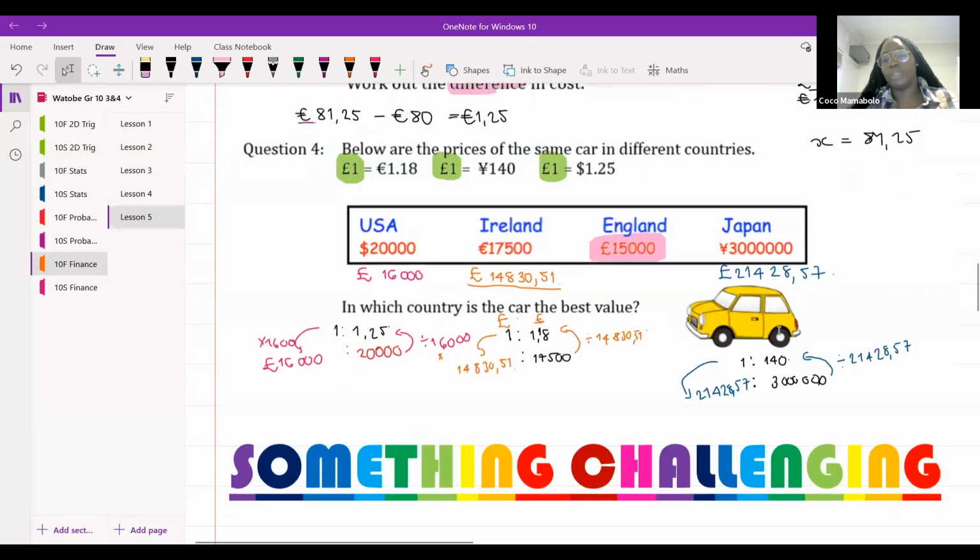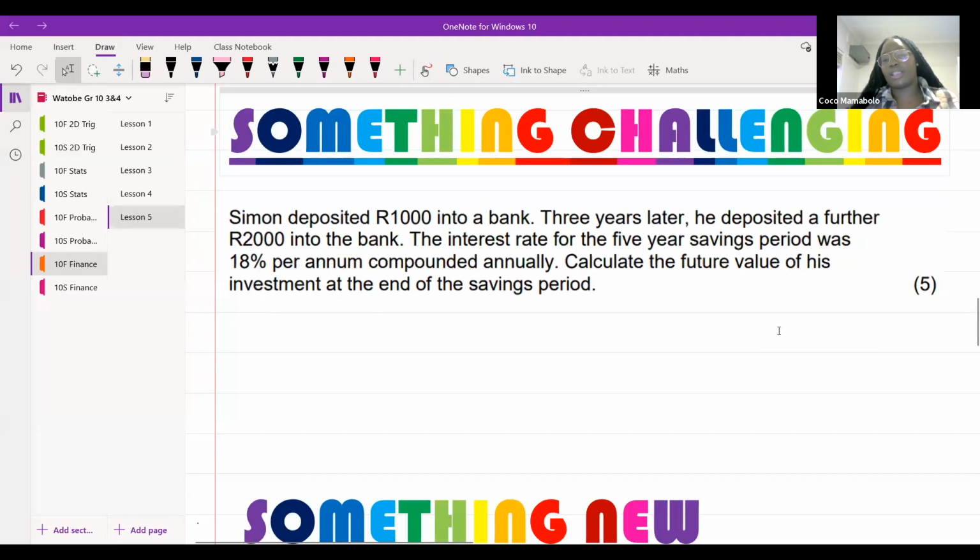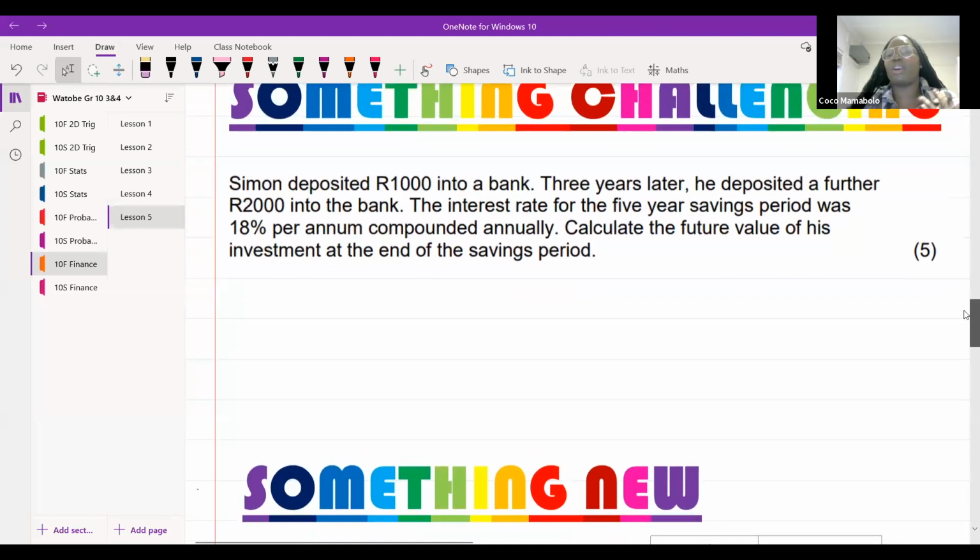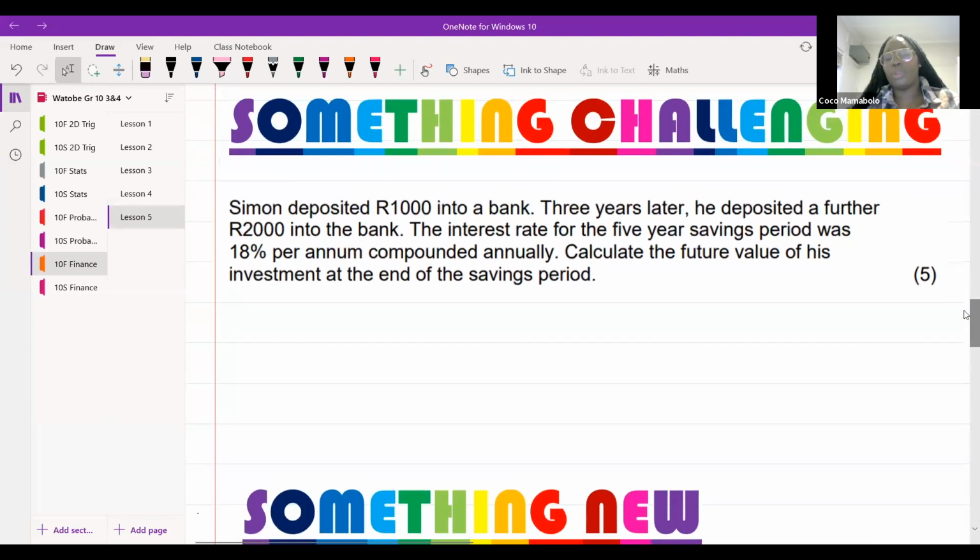All right. So, let's look at this next question over here. Now, this question is a compound formula question. Who can remind us what is the compound formula in finance?